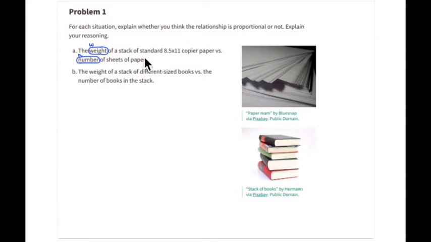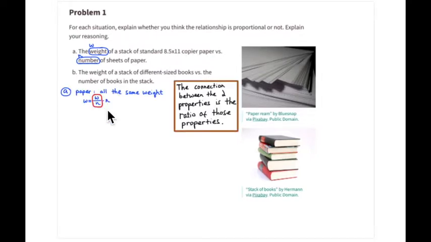Now the sheets are all the same size. They're a standard 8.5 by 11 inch sheet of paper. So you can write the relationship. All the weight's the same, so the weight is connected to the number of sheets by the weight per sheet. So weight equals weight per sheet times the number of sheets. And the connection between the two properties is the ratio of those properties.